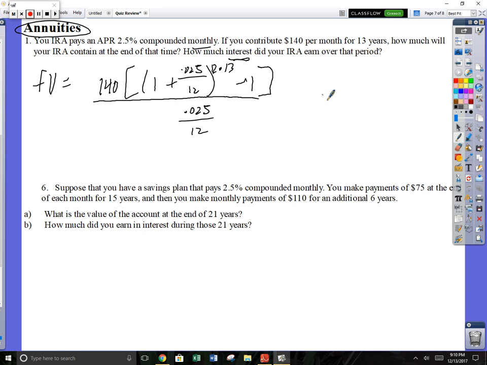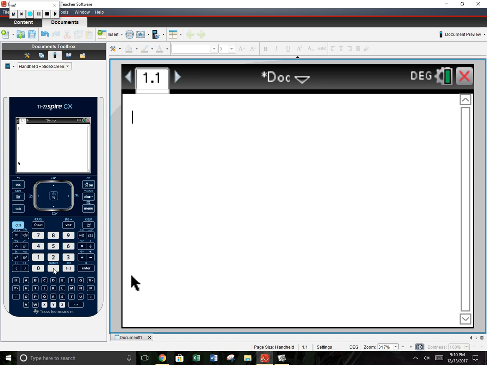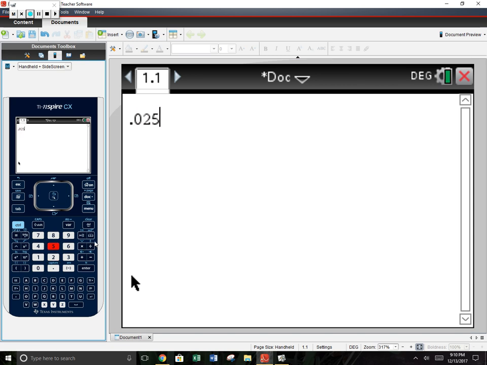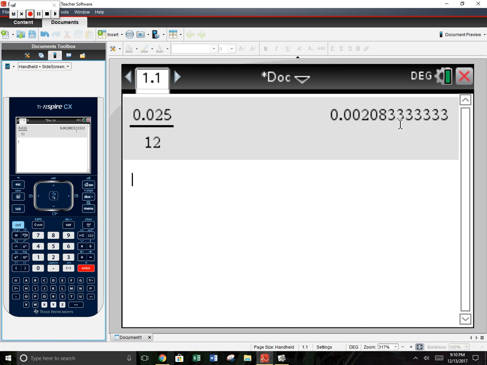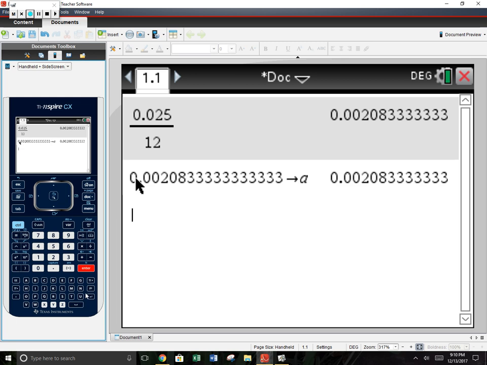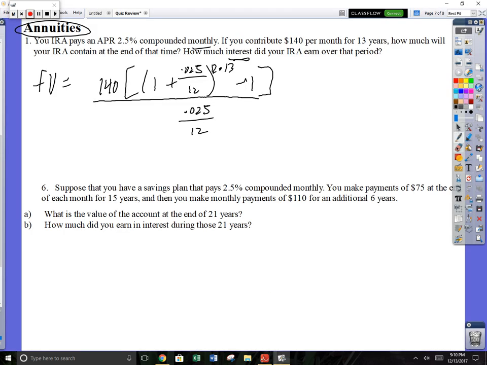Okay, now, first thing I would do is this. On your calculator, I'm going to type 0.025 divided by 12, and I am going to store that as a variable. So hit the yellow button, store it as A. I just always store them as A. Oops, hit enter. Okay, now this is going to make things so much easier. You've got that stored in, so you don't need to scroll up and grab it. So that means I can erase this, and I can erase this, and I can just write A.